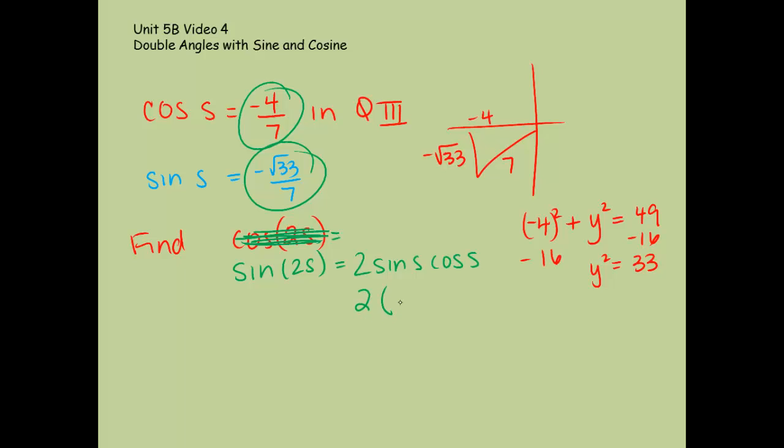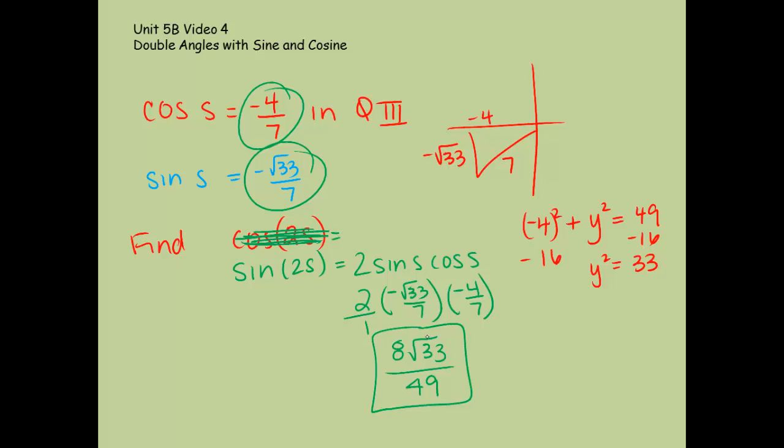So 2 times -√33/7 and -4/7. I can then just multiply my numerators and my denominators, keeping in mind that 2 is actually in the numerator. So my denominator is going to be a 49. It's going to turn positive because I have a negative and a negative, and it's going to be 8 square root of 33. Numbers on the inside stay on the inside, and numbers on the outside stay on the outside. 8 and 49 do not reduce, so this is my final answer.